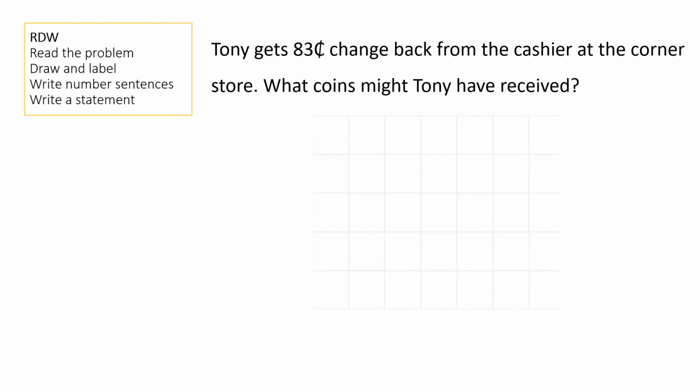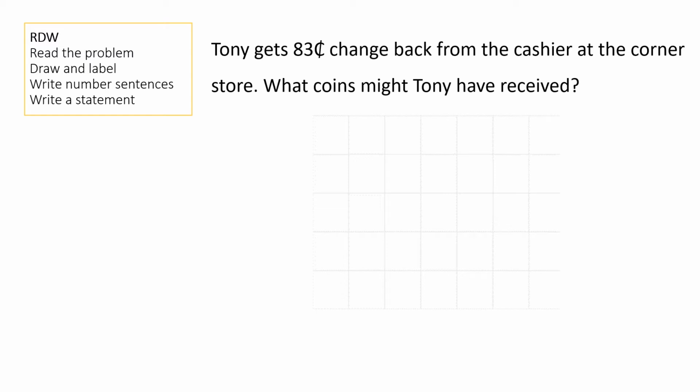We're going to follow the RDW strategy for this story problem. Number 1 is to read the problem. Follow along with me as I read this problem. Tony gets 83 cents change back from the cashier at the corner store. What coins might Tony have received?